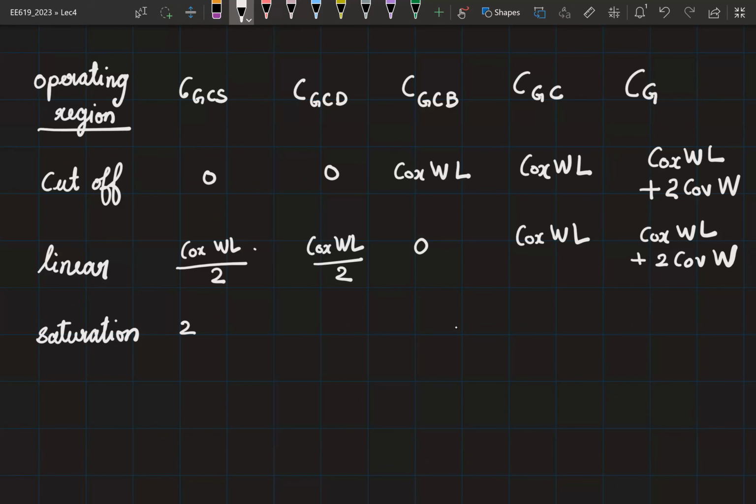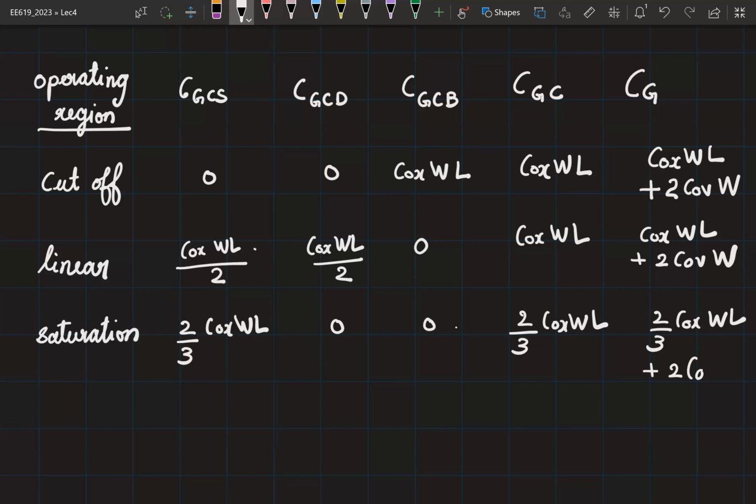For the saturation region, you will have 2 by 3 COX WL. This is 0. This is 0. So this is 2 by 3 COX WL, and the total is 2 by 3 COX WL plus twice of C overlap into W. This is okay. Now, like I said before, we are most likely going to operate either in the cutoff region or in the linear region. Therefore, I can write the total gate capacitance as WLCOX plus twice of COV into W.